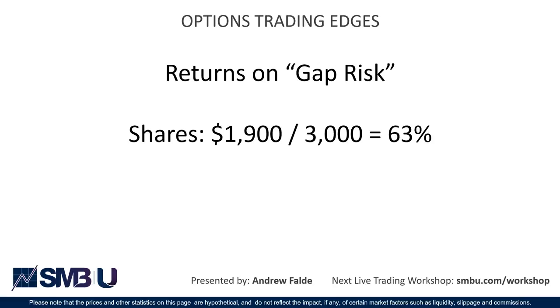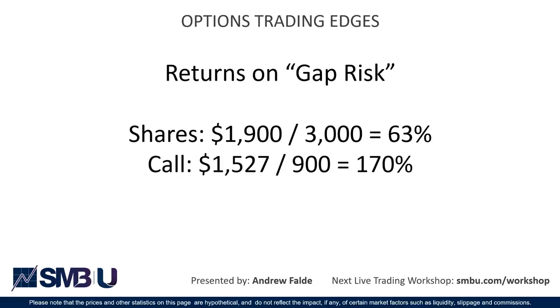So we use that at $3,000 denominator, saying if we gap down 20%, the return on the trade was $1,900 divided by that, so 63% return on that kind of stress test risk. The call, still $1,500 return on the $900 gap risk, still significantly better. So looking more toward just reasonable types of risk instead of just capital required, we're still showing the call looking pretty good.